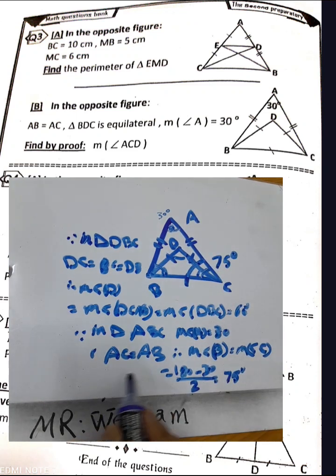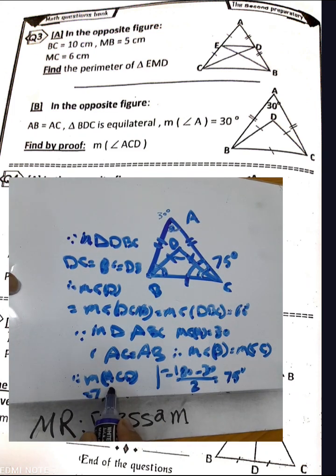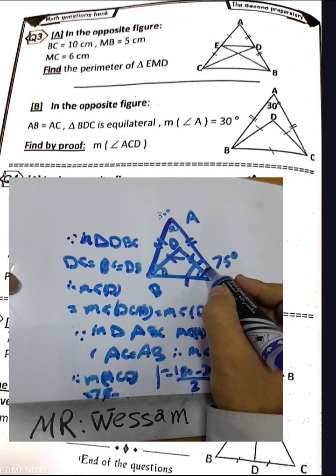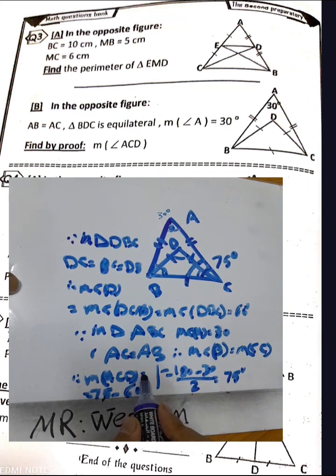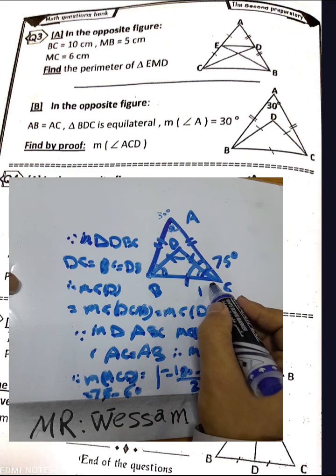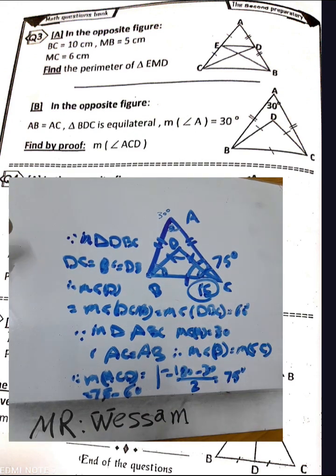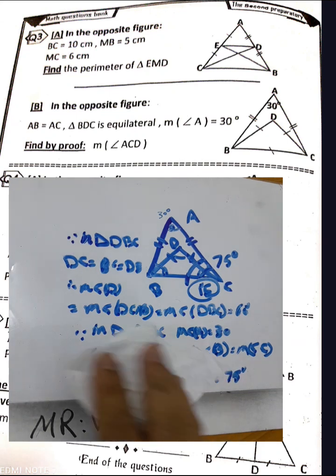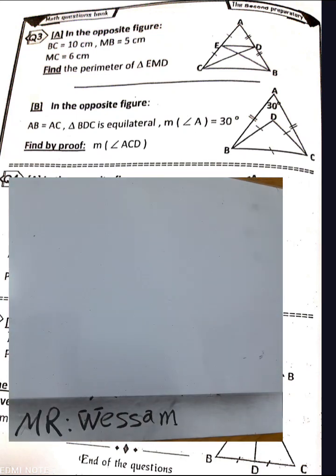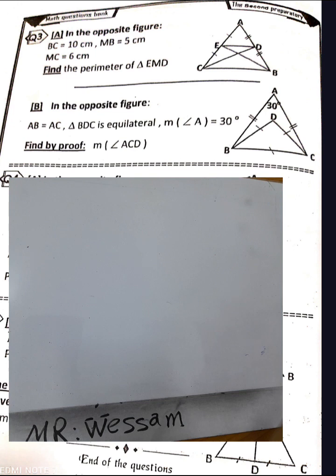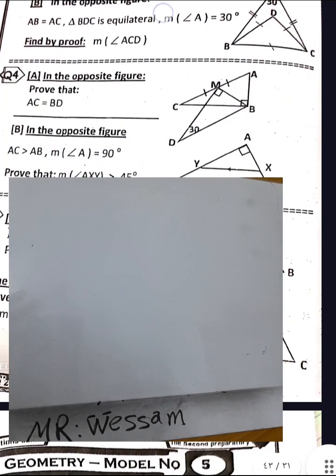Then you can find the measure of angle ACD, these angles. It will be 75 here, minus 60. It will be 15 degrees. Then the measure of the angle will be what? 15 degrees. The result will be 15 degrees. Okay, that was question letter B. Next question. Question number 4, letter A.